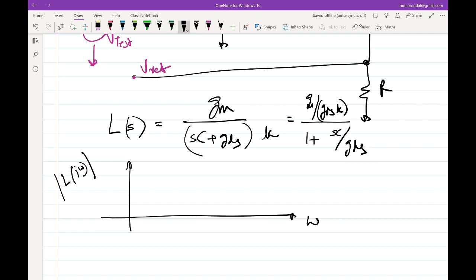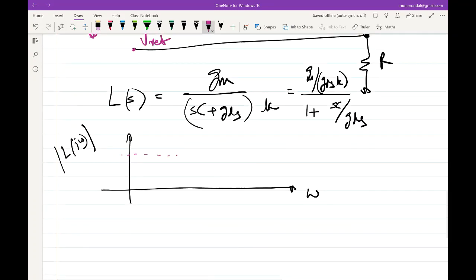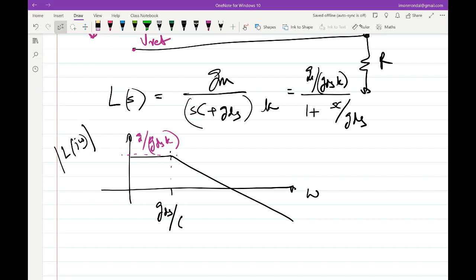In this case, your DC gain is the DC gain of the loop, not the DC gain of the transistor. The DC gain of the transistor in this case is GM by GDS, but the DC gain of the loop is GM by GDS over K. So this is GM by GDS over K, and you hit a breakpoint at GDS over C, and it drops down at 20 dB per decade. And what will be this location? Omega U loop.